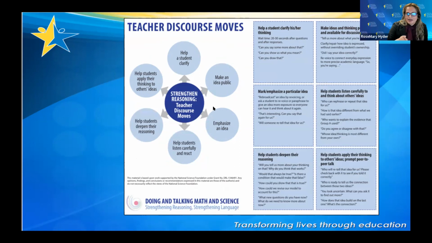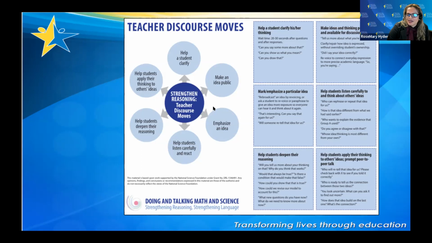And so this is that piece right there, teacher discourse moves that strengthen reasoning. Are we helping our students clarify their thinking? That wait time, are we giving that wait time after questions and after responses? Are we having them elaborate on their answers, or are they saying one word and you're good with that and you move on because you need to get to the next lesson?